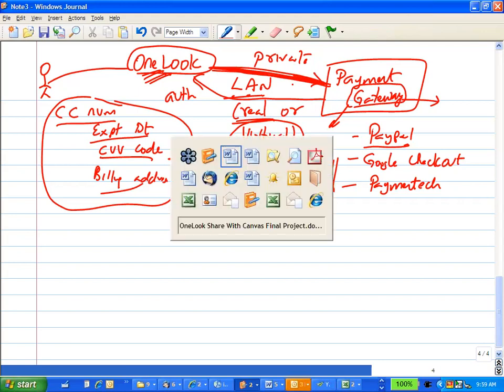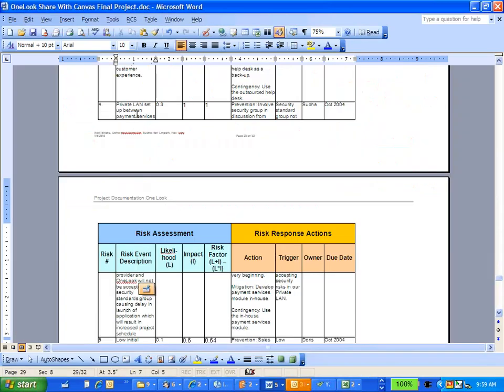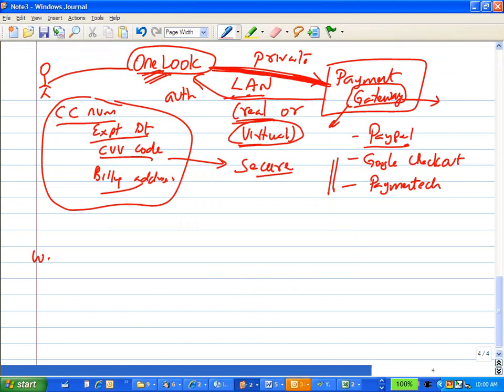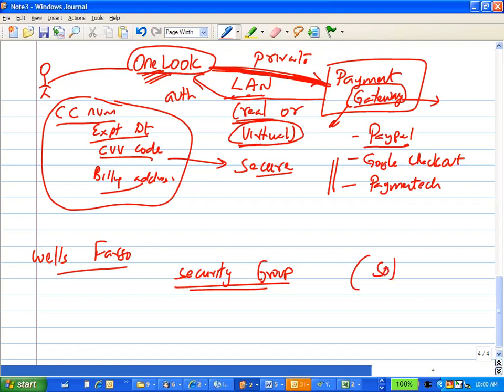So I'm saying that this private LAN setup between the payment services provider, the payment gateway, and OneLook will not be accepted by the security standards group. In Wells Fargo Bank and a lot of bigger companies, there is a separate group in the company called the security group. Not the building security, but software security.